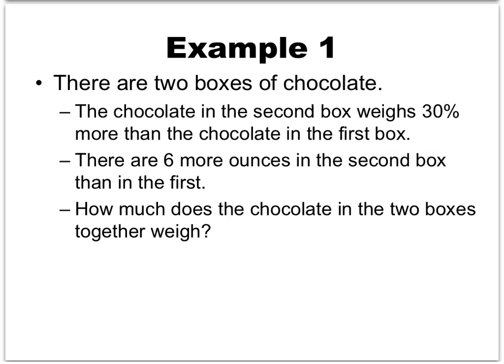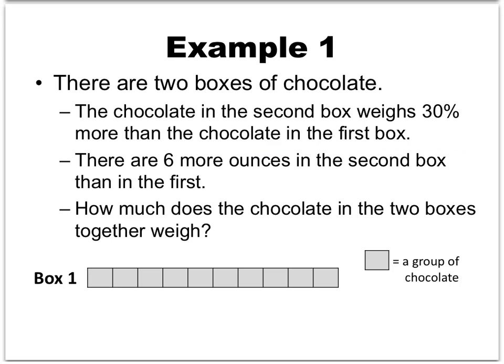So let's take a look at our first example. There are 2 boxes of chocolate. The chocolate in the second box weighs 30% more than the chocolate in the first box. There are 6 more ounces in the second box than in the first. How much does the chocolate in the 2 boxes weigh together? There's kind of a lot going on here, and so to set this up, let's draw a strip diagram.